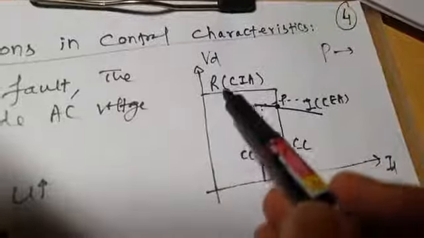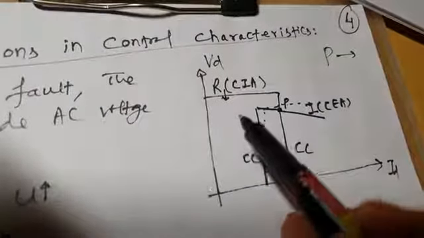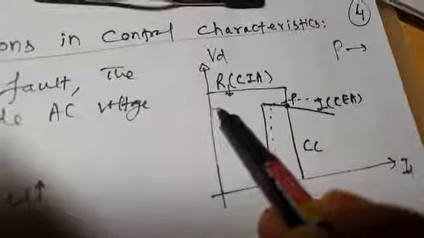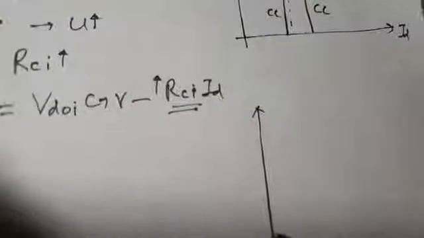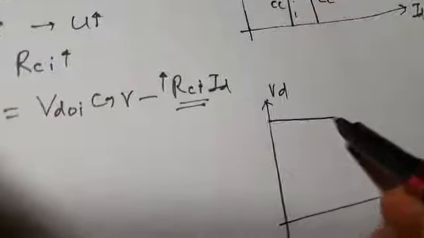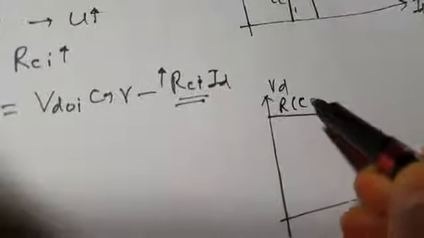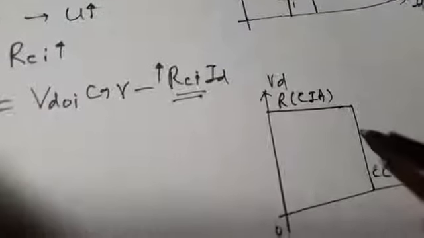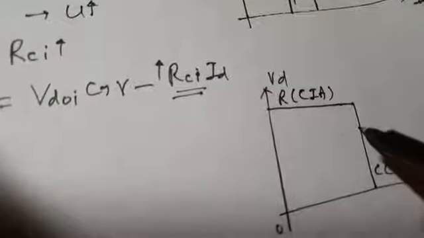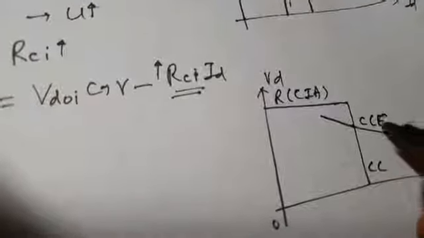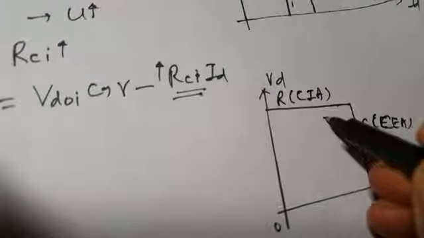Now let us assume that after some time the rectifier voltage also collapses. There is a decrease in the rectifier side voltage. Let me draw this characteristic again for more clarity. This is ID, this is VD, this is the rectifier side characteristic, CIA and CC. This is the inverter side characteristic. The inverter side characteristic has large droop. This is CEA and CC.